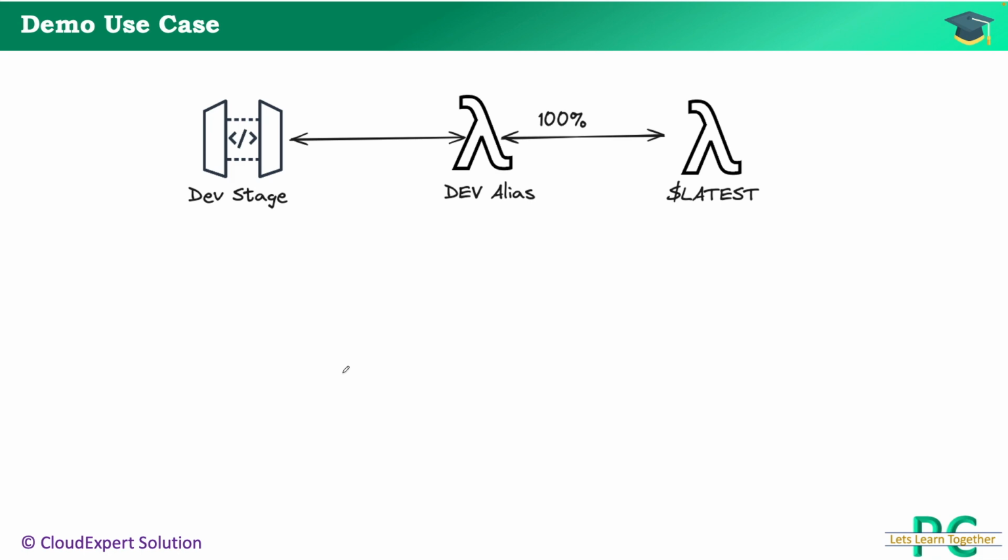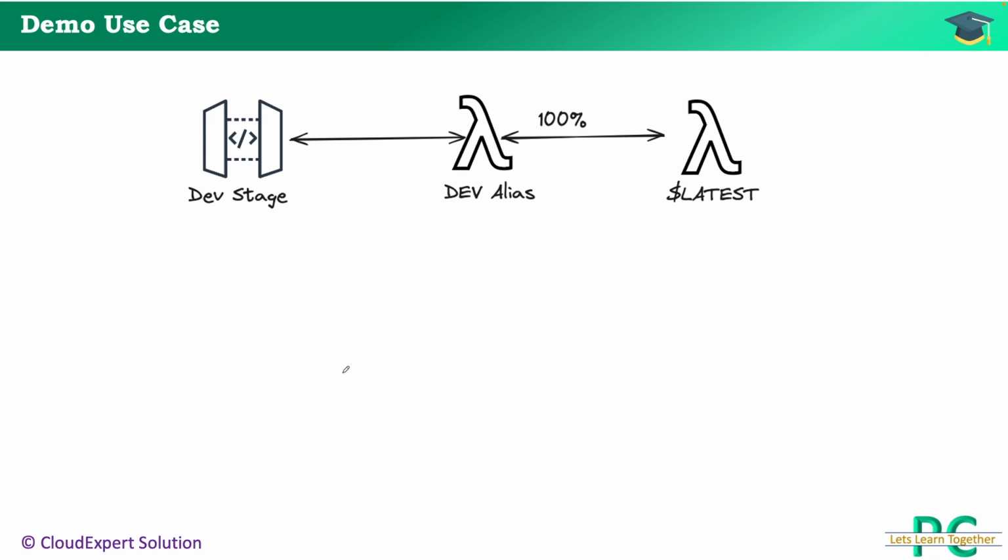Now for today's demo, we are going to talk about this use case. Let's say we have a dev stage, and then we'll have a dev alias, the Lambda alias, and that dev Lambda alias is pointing to the latest version. That is how we are doing it in our daily life, right? The first changes that we apply go to the dev region, that is why it will always have the latest version. Then we are going to test those changes.